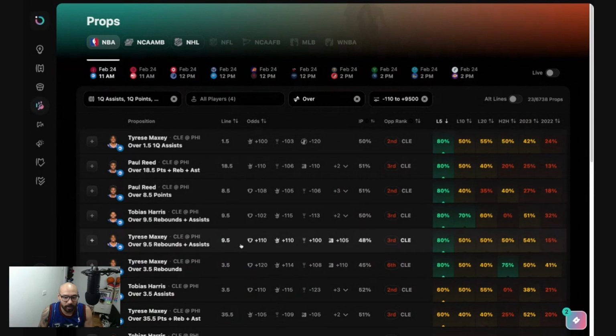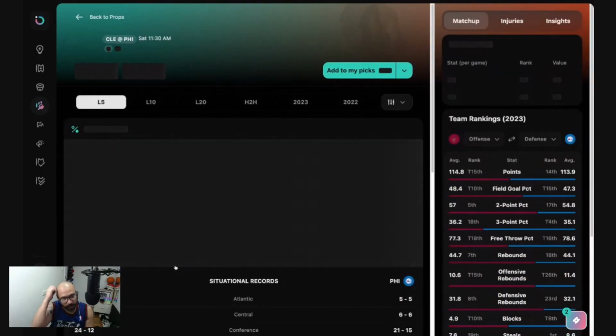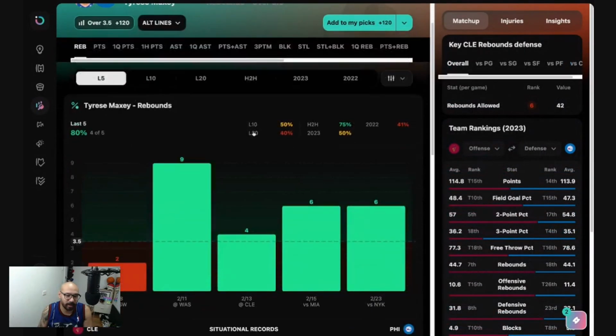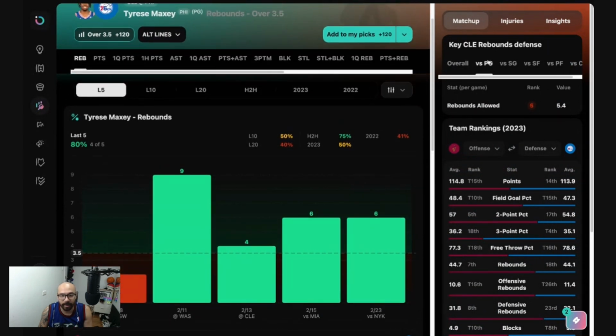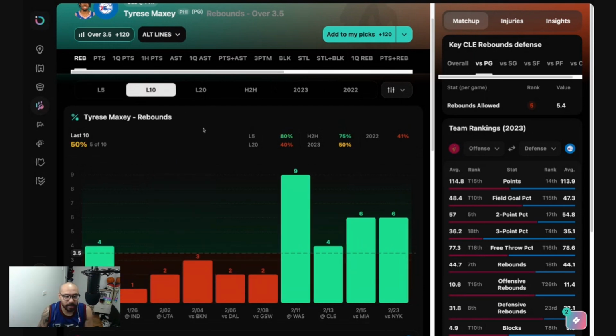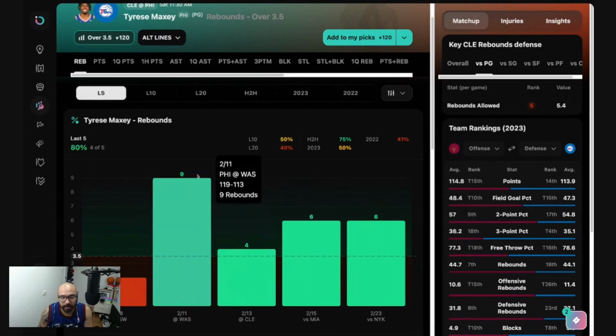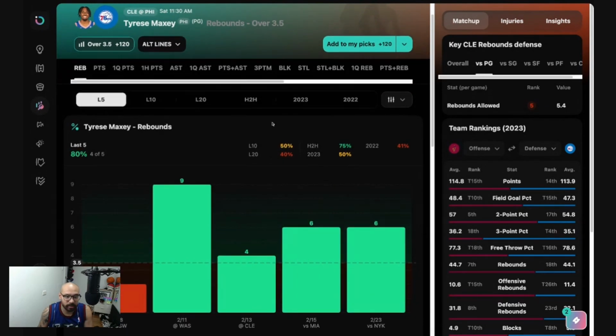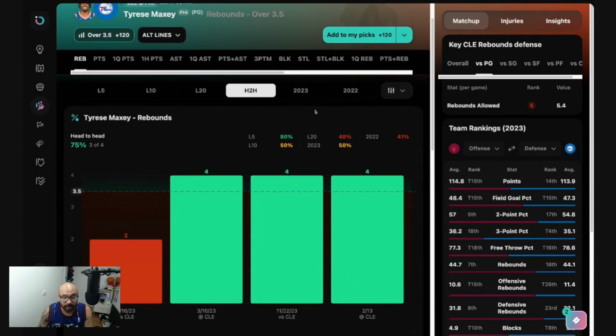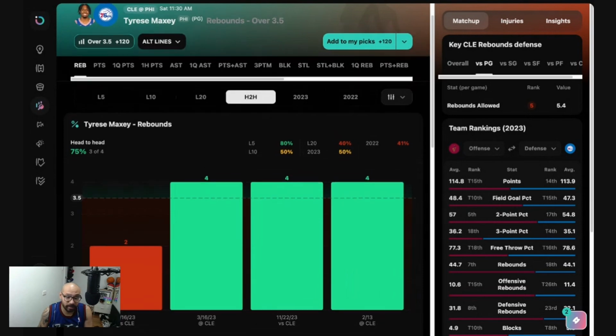The next player I want to look through, let's check out Tyrese Maxey's rebounds. So the rebound line's at 3.5. He's covered this in 4 straight games. 9 against the Wizards, 4 against the Cavs, 6 against the Heat, and then 6 against the Knicks. In terms of matchup, the Cleveland Cavaliers allow the 5th fewest rebounds to point guards on the season. Tyrese Maxey's covered this in only 5 out of his last 10. So the last 4 games, probably a driving factor as to why you would take this. In terms of head-to-head matchups, he has covered this in 3 consecutive games against the Cleveland Cavaliers.